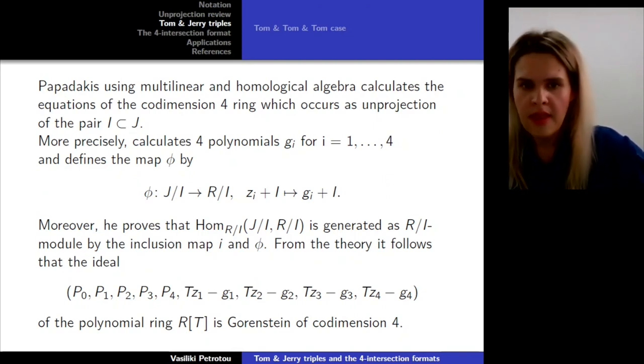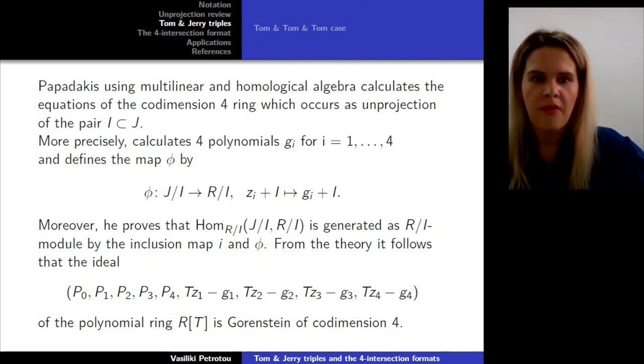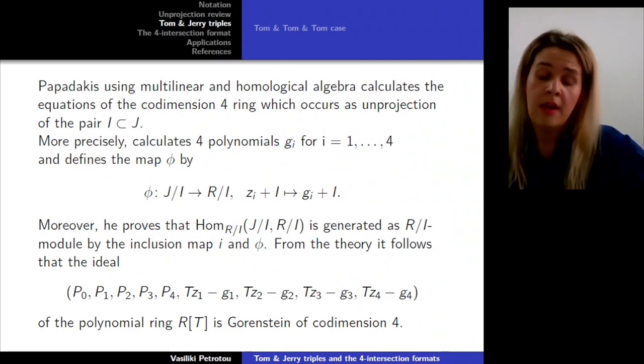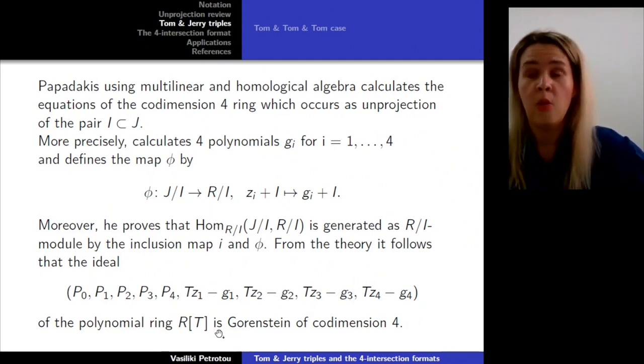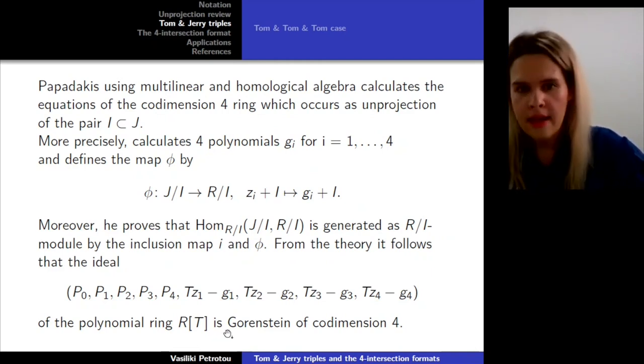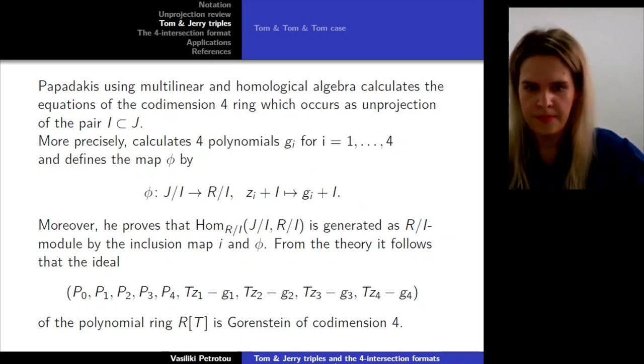And he proves that this map together with the inclusion generates Hom as an R/I module. Then, from the general theory, it follows that this ideal of the polynomial ring R[T], where by T we denote the new variable, the unprojection variable, is Gorenstein of codimension 4.